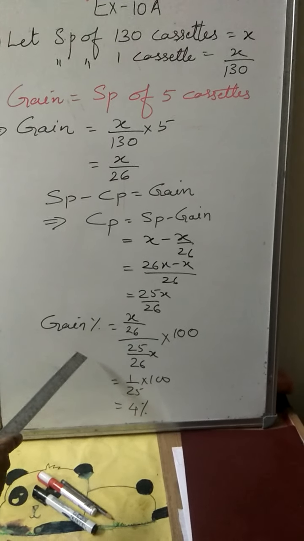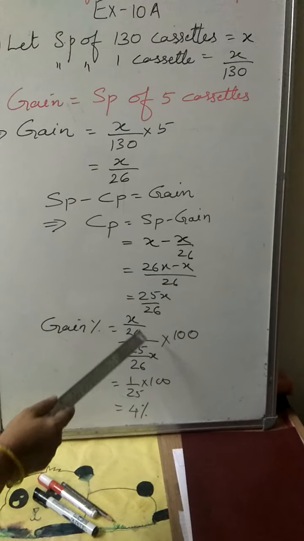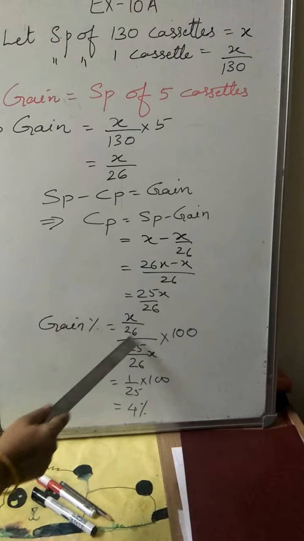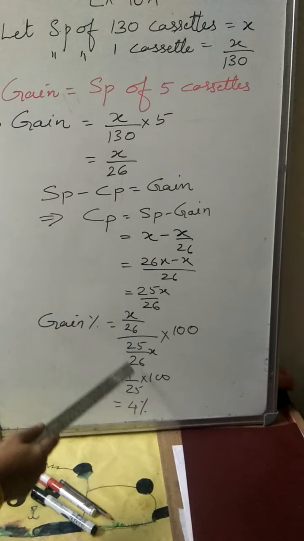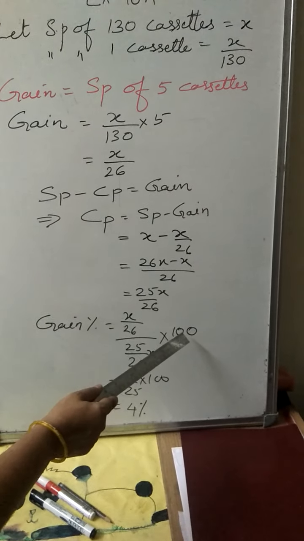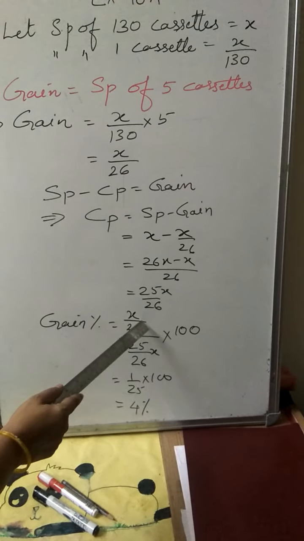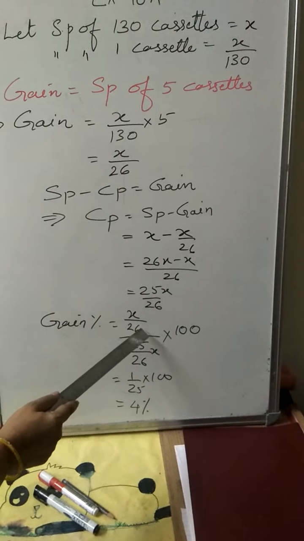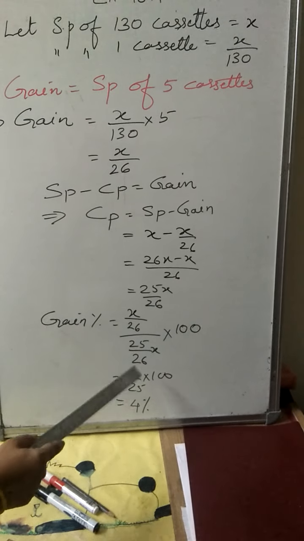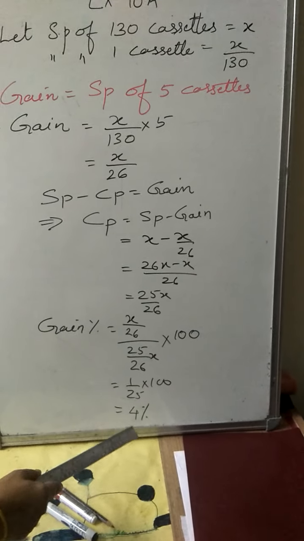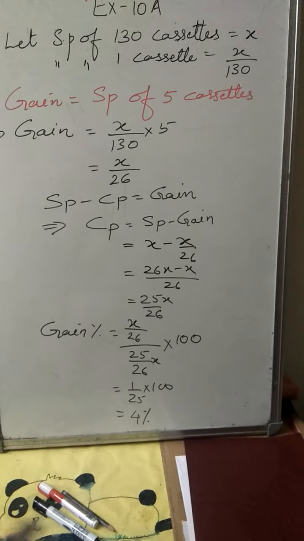Now gain percent. Put that in the formula. This is x by 26, that is gain. Gain by cost price into 100. X and x will get cancelled. Denominators will get cancelled. This 26 will get cancelled, and you will get 1 by 25 into 100. Solve it. Answer is 4%. So therefore gain is 4%.